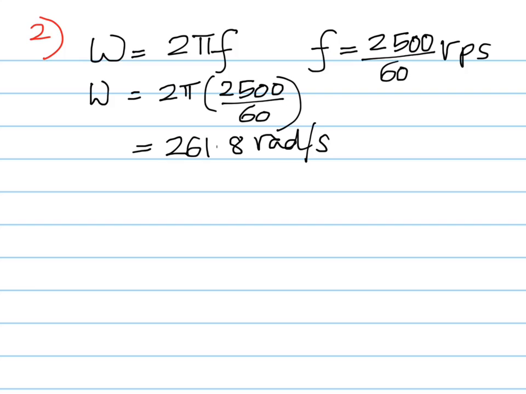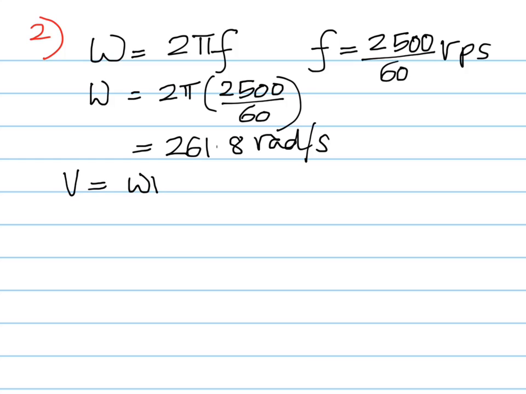So the angular velocity is 2 pi times the frequency. That's an important formula, isn't it? Angular velocity is 2 pi f. And then I found f is 2500 by 60. I really did not calculate it, just put it as it is, and got 261.8.